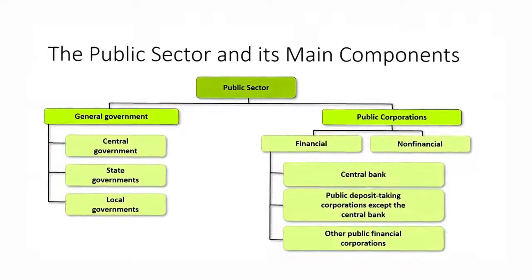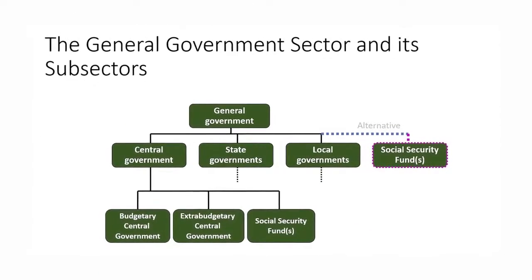Here we have another graph showing how the public sector can be split up. On the left-hand side we see general government, again formed by central government, state government and local government, and public corporations. There we have financial and non-financial corporations. For instance, a central bank is not really government, it's part of the public sector. It's not general government, and we have other organizations here. Let's focus more now on the general government.